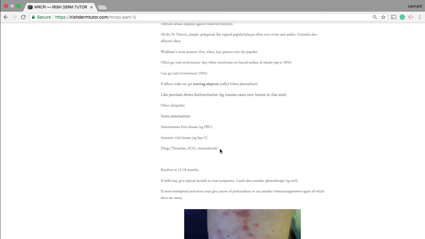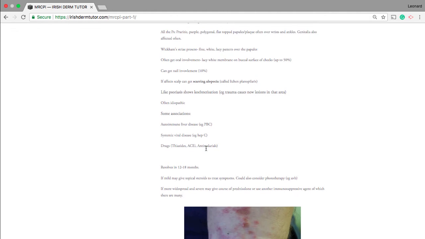Lichen planus is often idiopathic, although it does have some associations. It can be associated with autoimmune liver disease, such as primary biliary cirrhosis. It can be associated with systemic viral disease, such as hepatitis C. And drugs is quite a common cause, and the usual culprit drugs are thiazides, ACE inhibitors, and antimalarials.